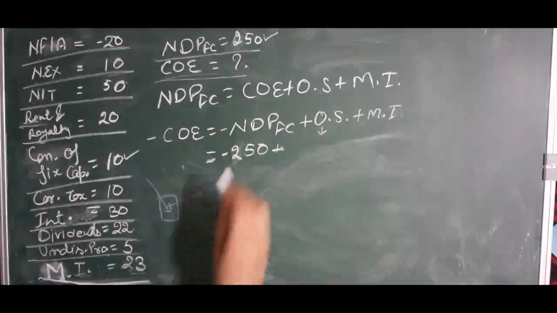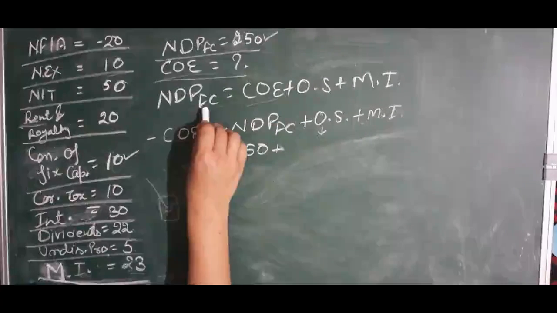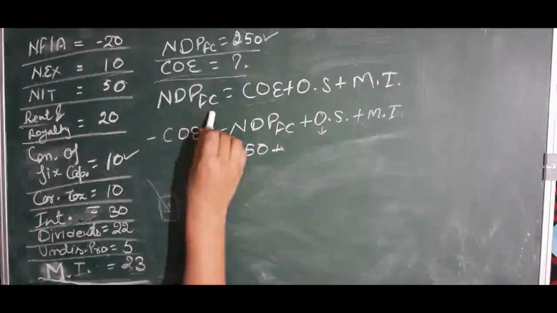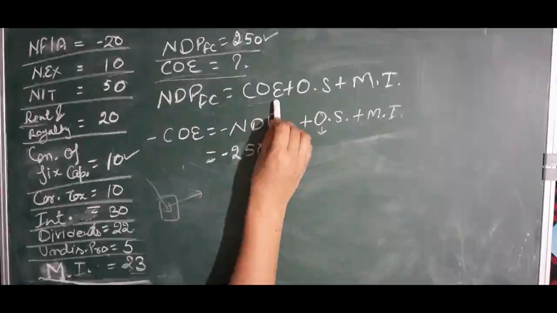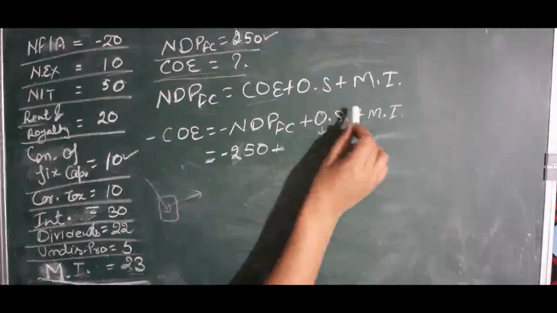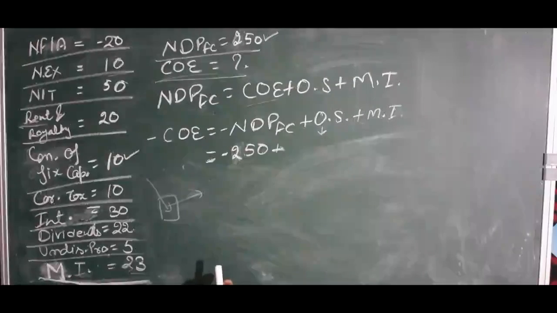We know that compensation of employees is a part of NDP at FC. NDP at FC is equal to compensation of employees plus operating surplus plus mixed income.